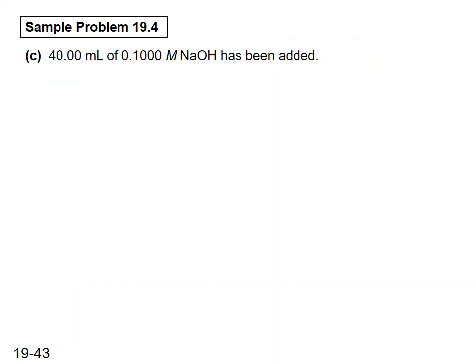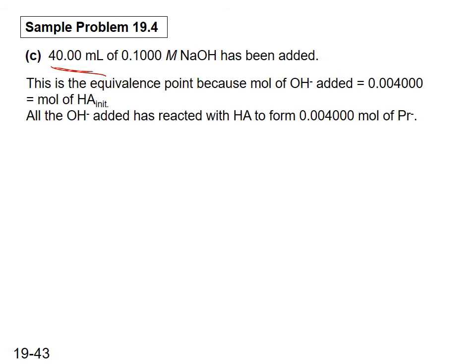Let's now look at C. 40 milliliters of sodium hydroxide has been added. What is the pH? We already know that when 40 milliliters of sodium hydroxide is added, the number of moles of sodium hydroxide equals the number of moles of propanoic acid, and therefore it's the equivalence point, and they all become salt, the sodium propanoate salt. So essentially we want to calculate the pH of this salt.